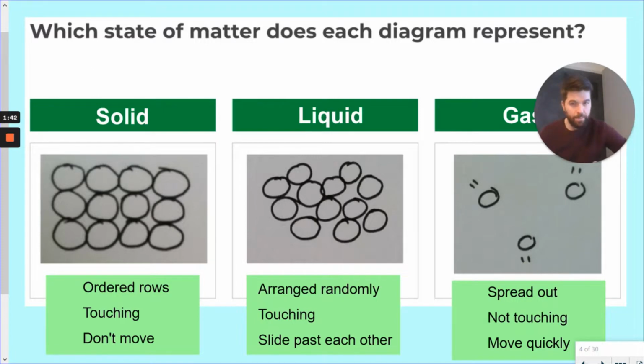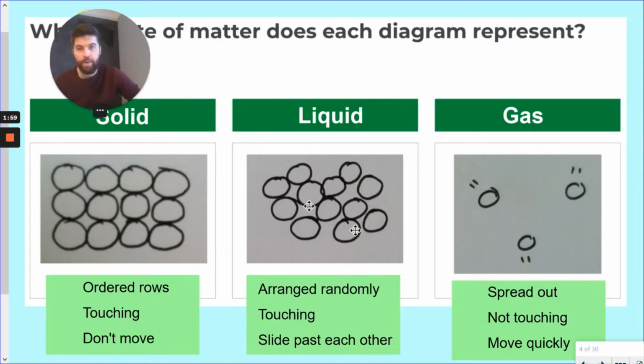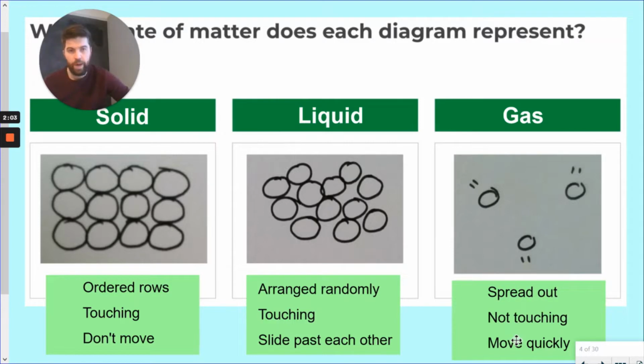Second one is liquid. We can see that they are arranged in a random way. They are touching, but they are not in those ordered rows and they can move past each other and move around each other. So think of a liquid. And then the last one is gas. We've got the particles spread out. They're not touching each other. They're moving quickly around. Think of a gas.